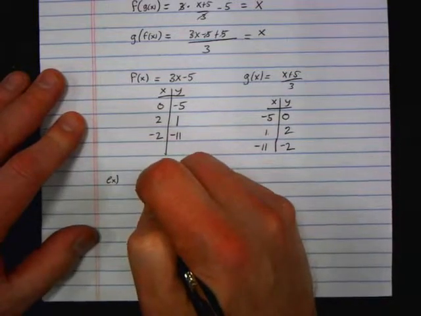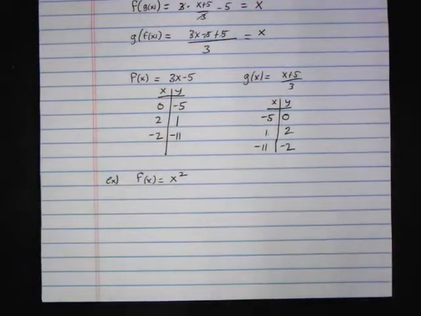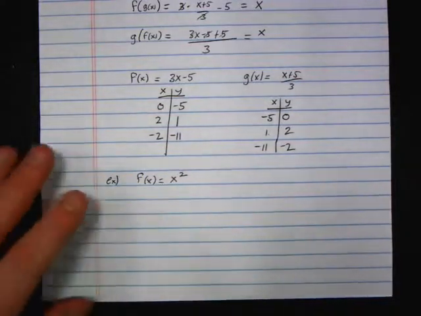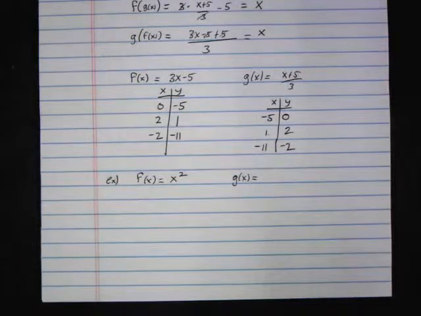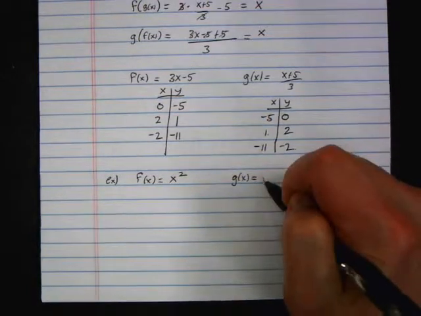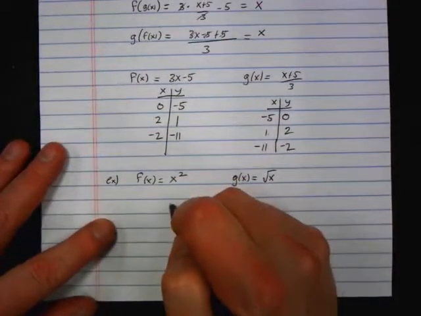Example number 2. f of x is x squared. Any guesses on the inverse of the function x squared? Square root of x. Square root of x seems like the obvious answer, right? x squared and square root of x cancel each other out. Well, let's see if that's true.